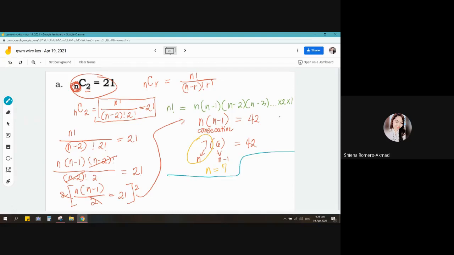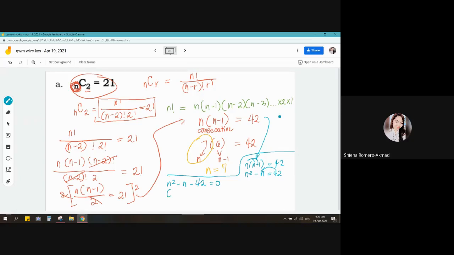So, ito muna, copy natin to. That's n times n minus 1 equals 42. So, pwedeng ganito, pwede rin naman ituloy nyo to. So, distribute natin si n. Kapag dinistribute mo na yung n, magiging n squared minus n equals 42. And then after that, dito ko nasunod yung n squared minus n equals 42, transpose natin si 42, magiging negative 42.